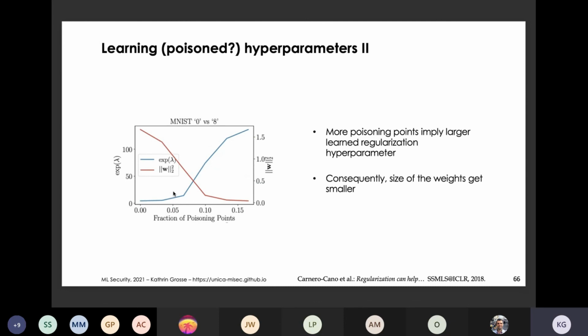And this is another plot which resulted from this experiment, and what you see is, as the fraction of poisoning points increases and we are adaptively learning the regularization parameter, this regularization parameter increases as we add more poisoning points, and the overall size of the weights decreases. So this is essentially just another representation of what I just said, which is that you can use regularization to tackle poisoning, and what will happen is that you have to regularize the classifier more if there are more poisoning points.